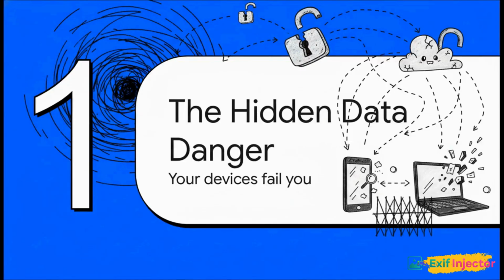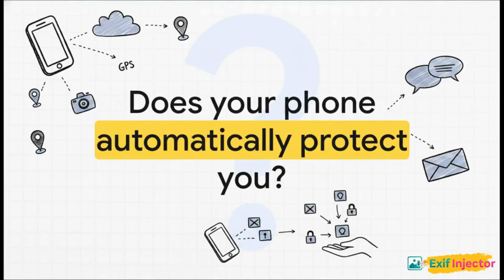Section 1. The hidden data danger and how our devices are basically failing us. Let's start with how our phones and favorite platforms handle this metadata, or, well, how they completely fail to protect us. There's a super common myth out there that your phone automatically wipes this data when you send a picture to a friend, but the truth is actually the exact opposite. Native photo apps on iOS and Android quietly preserve your GPS coordinates, your camera serials, and all those timestamps when you share them via messengers, text, or just raw email attachments. You are literally handing over your data right along with the image.